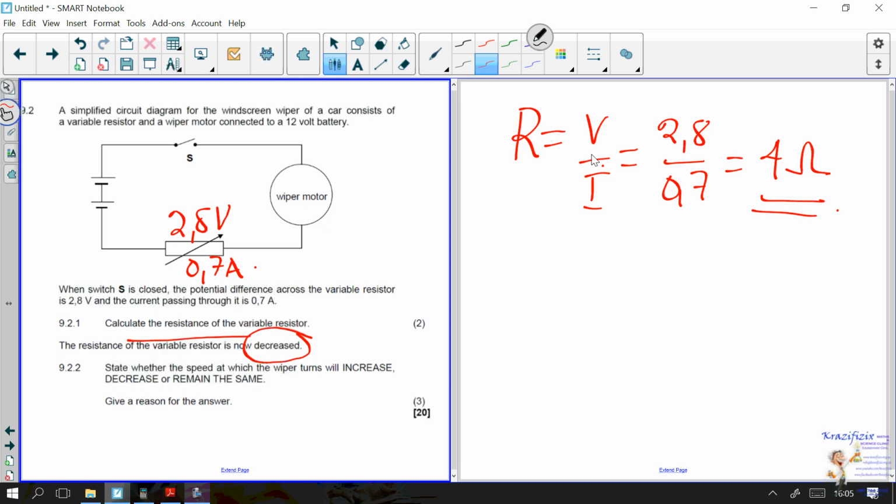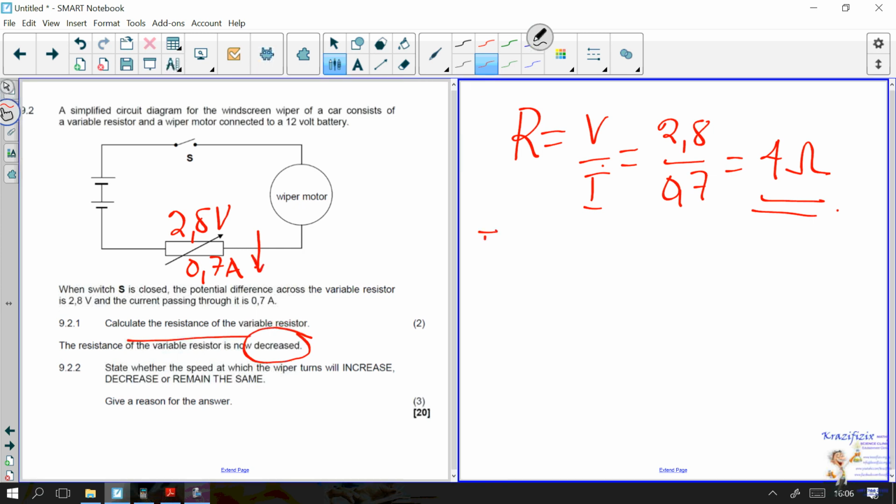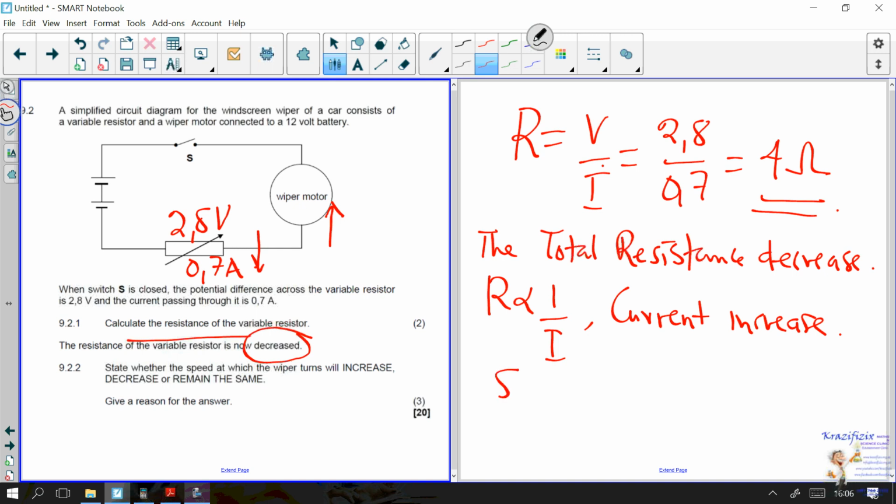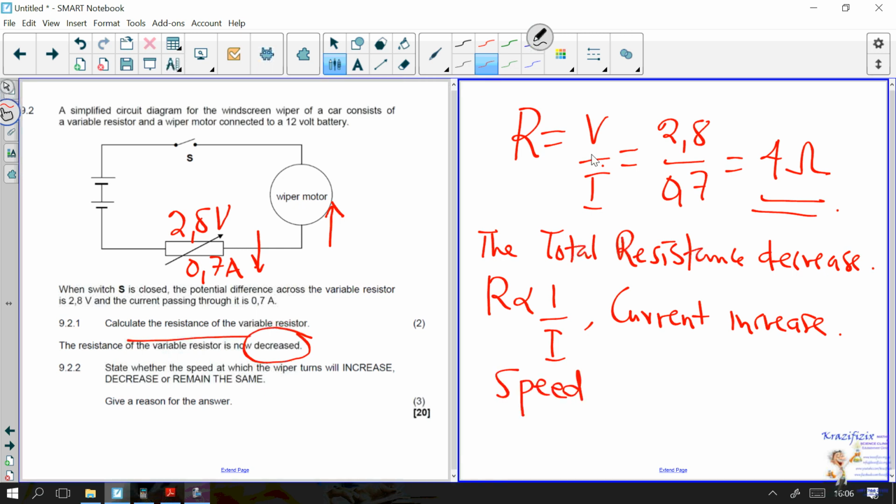Now, if the resistance of the variable resistor decreases, the first thing you need to talk about is the total resistance. It will decrease because they are connected in series. And automatically, because R is inversely proportional to I, current will increase across the system. Now, if current increases, it works faster. The power increases. Therefore, the speed of the wiper will increase. And we're done.